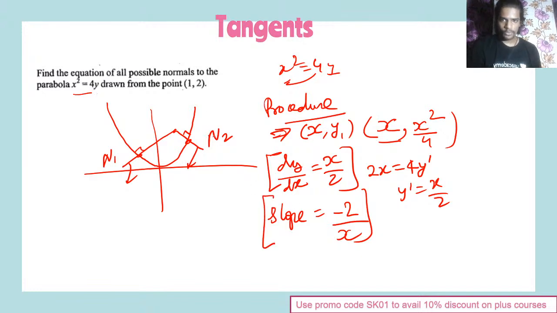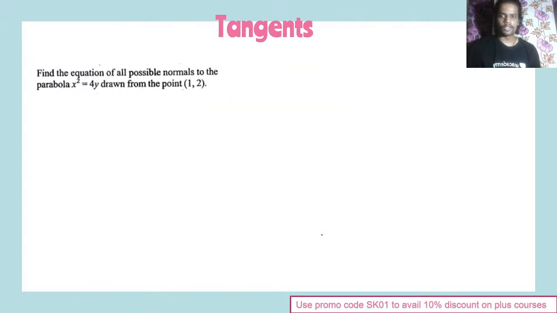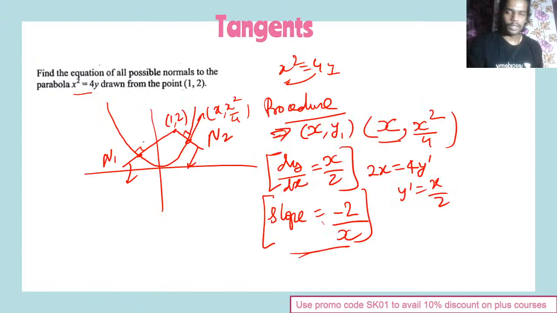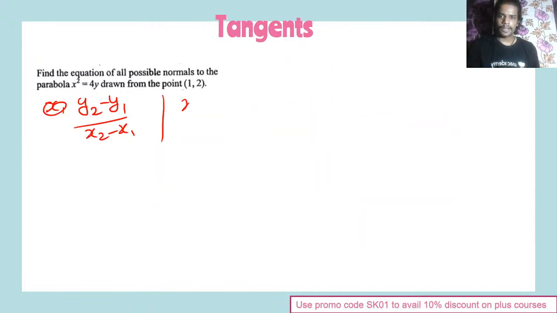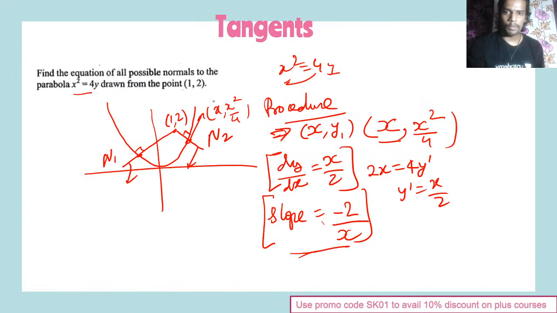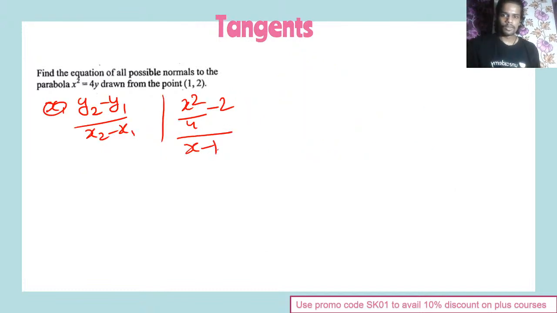And if this is (1, 2) and this is some point (x, x²/4), the slope of this line should be equal to the slope of the normal which we calculated. The slope of a line can be calculated as (y2 − y1)/(x2 − x1), which is (x²/4 − 2)/(x − 1). This is the slope of the normal, and this should be equal to −2/x.